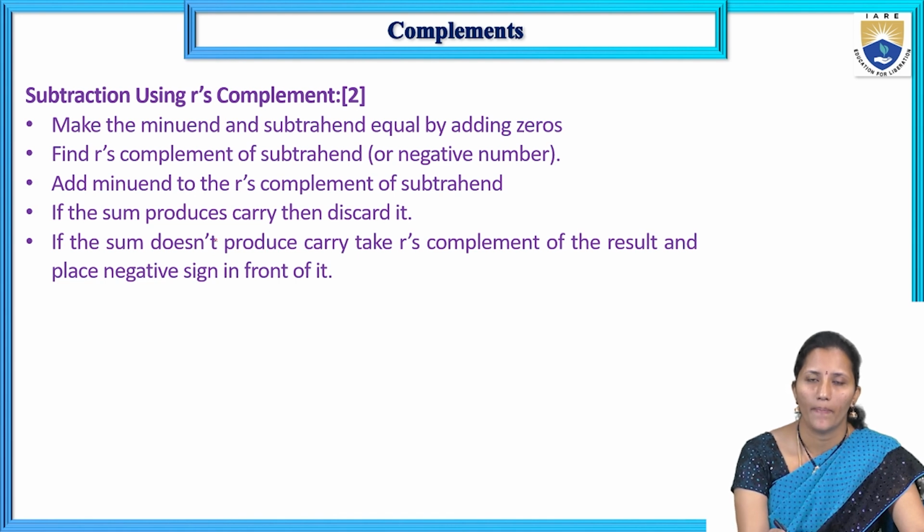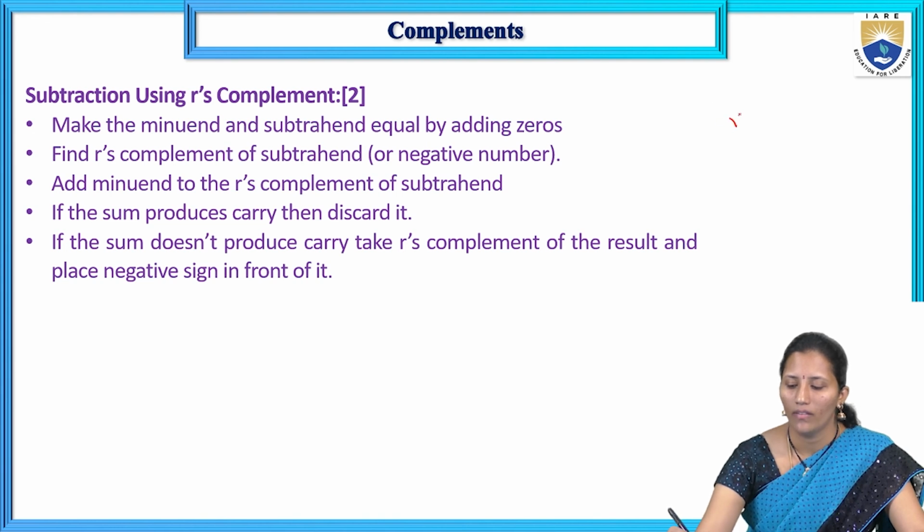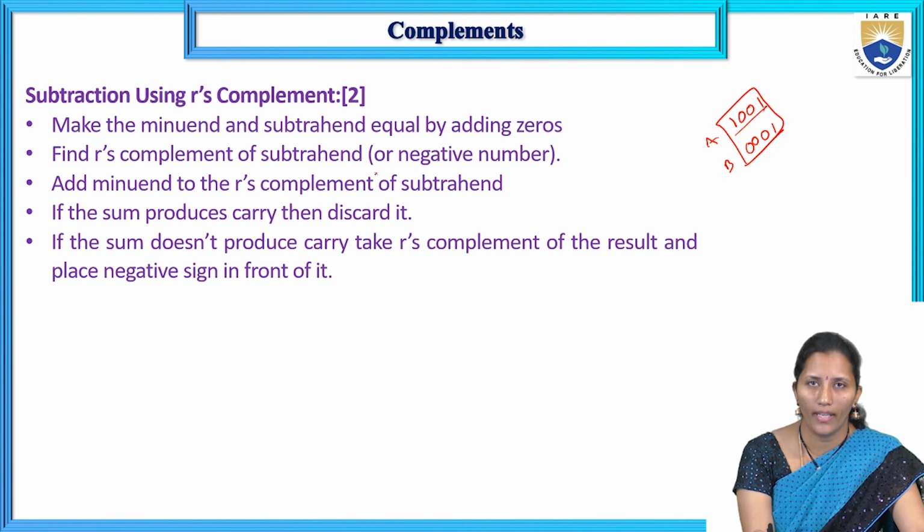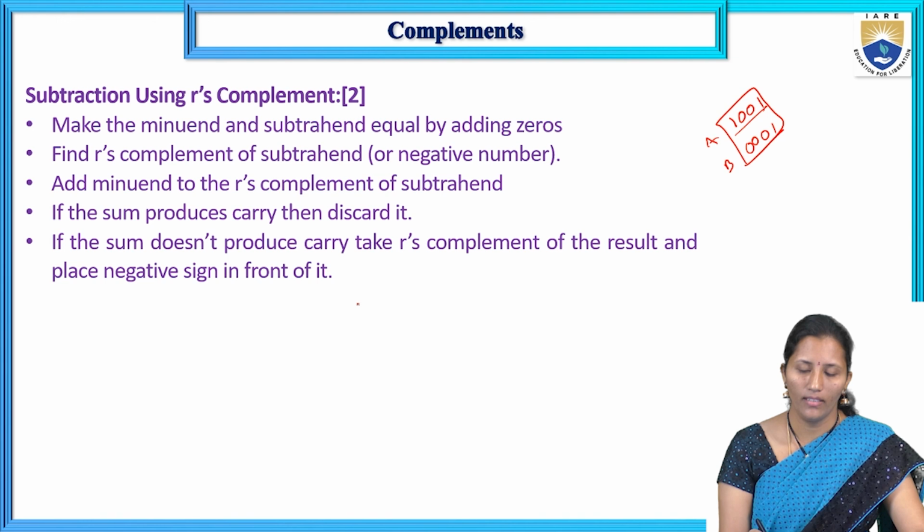For R's complement, make the minuend and subtrahend equal in length by adding zeros. Suppose I have A as 1, 0, 0, 1 and B as 0, 1 only. By adding zeros at the MSB side, make the lengths of A and B equal. Find the R's complement of the subtrahend and add the minuend to it. If the sum produces a carry, then discard it. If the sum doesn't produce a carry, then take the R's complement of the result and add the negative sign in front of it.